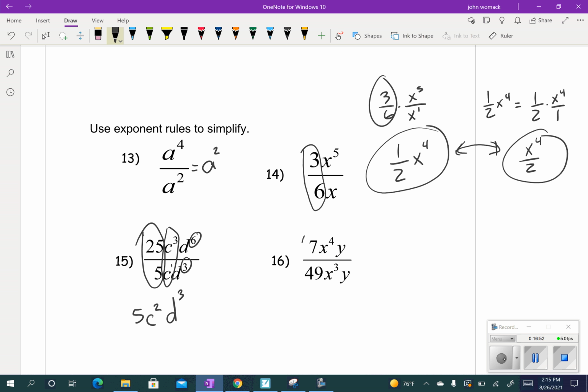Okay, last one, number 16. I have 7 over 49. Just reduce that fraction. And I'm going to write the whole thing this way, just with a single fraction. That would be 1 over 7.